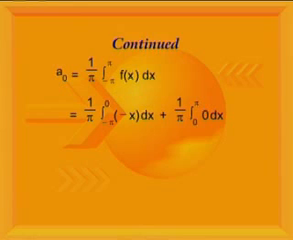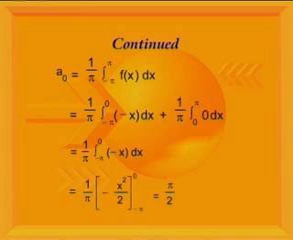So a naught is equal to 1 over pi integral of -x from -pi to 0, plus 1 over pi times the integral of 0 with respect to x from 0 to pi. The second integral is 0 very obviously, and the first integral is equal to 1 over pi times (-x squared over 2), where the limits for x are -pi to 0. After putting these limits, a naught is equal to pi by 2.